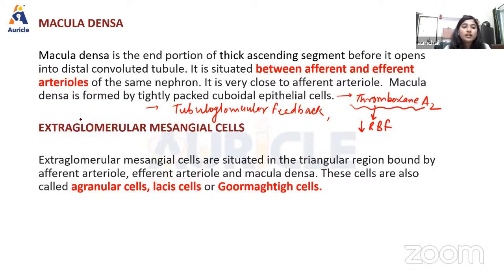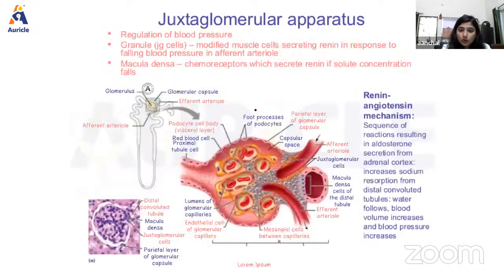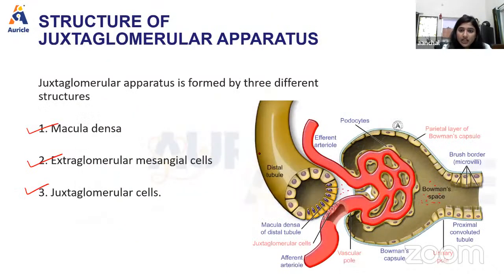Next we have the extraglomerular mesangial cells. These cells are situated in the triangular region bounded by the afferent arteriole, the efferent arteriole, and the macula densa, as you can see in the diagram.